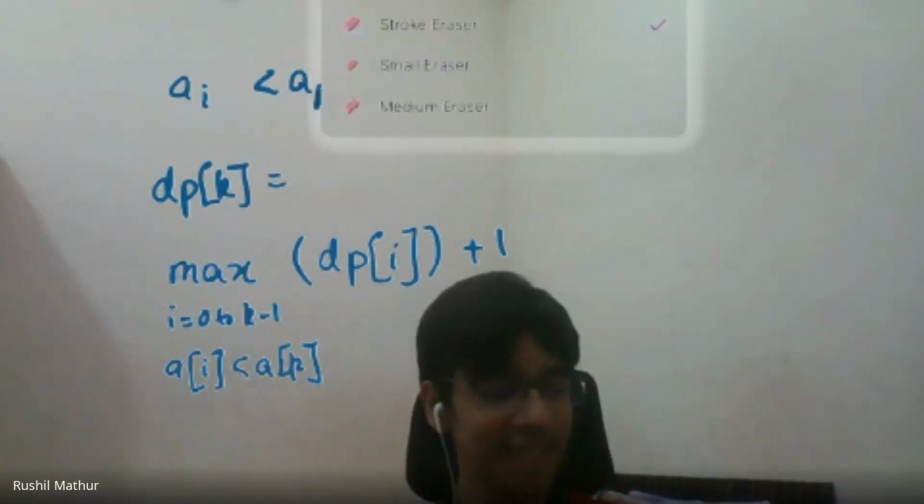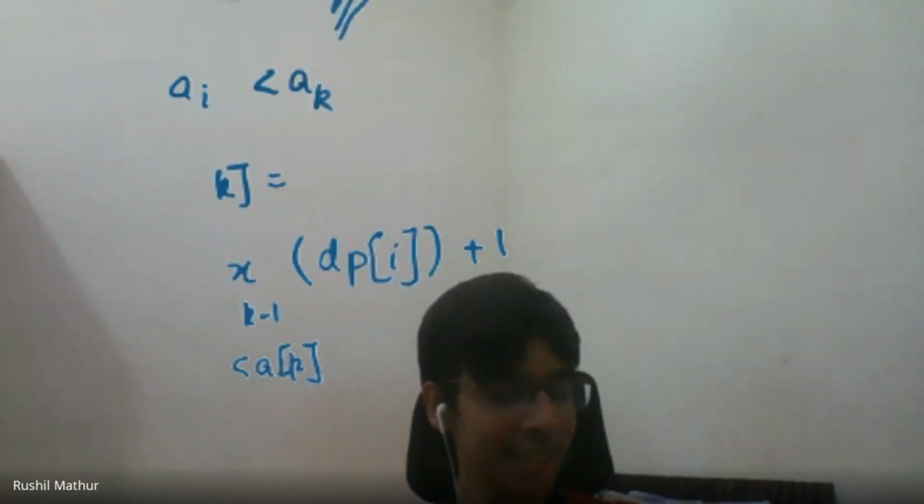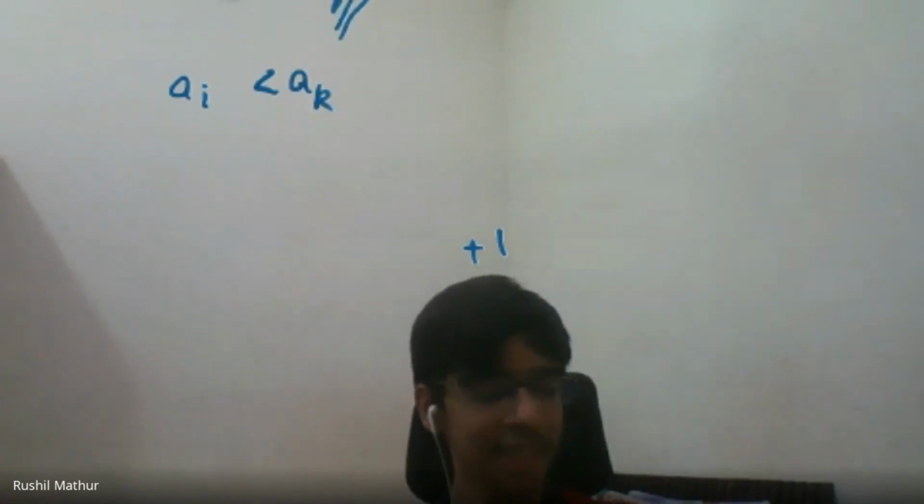Here, this was one extra step. Usually you directly get dp of the biggest value as your answer.